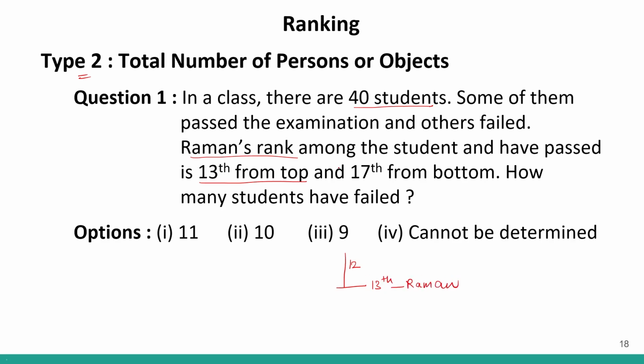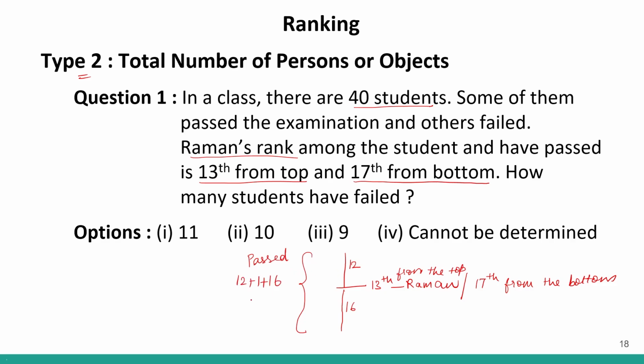Correct? And Raman is also 17th from the bottom. That means below Raman there are 16 students. Therefore, he is 17th from the bottom and 13th from the top. Now, these are the students that have passed the examination. So the total students that have passed are 12 plus 1 plus 16, which will be equal to 29. 29 students have passed the examination.